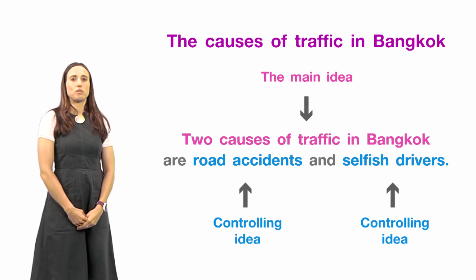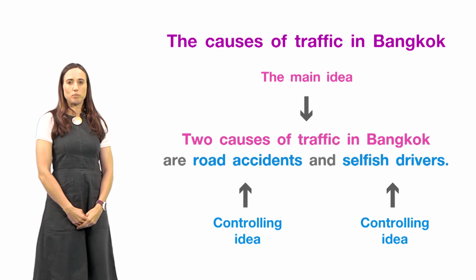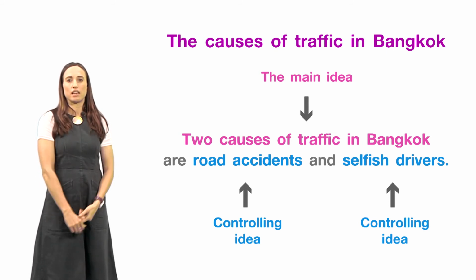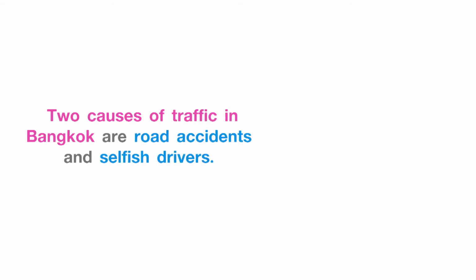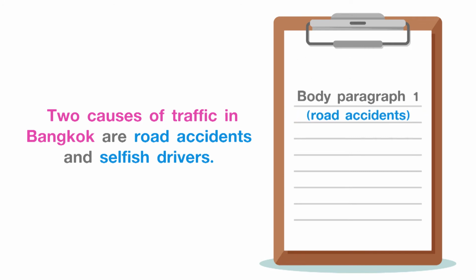To briefly recap, we already know that the thesis statement tells us what the script will be about, as well as structures the essay. So, by looking at the example thesis statement, we can tell that the first body paragraph will be about road accidents as one of the causes of traffic in Bangkok, and the second body paragraph will be about selfish drivers as another cause of traffic in Bangkok.